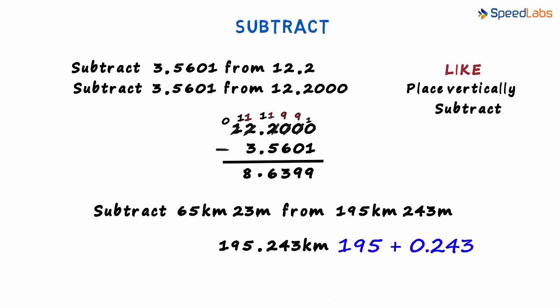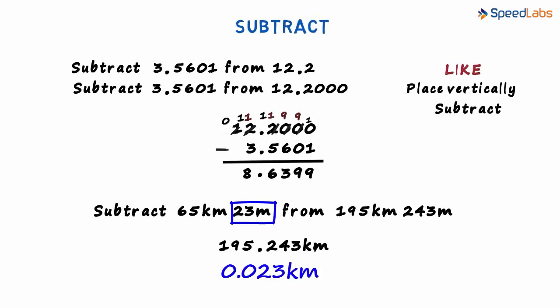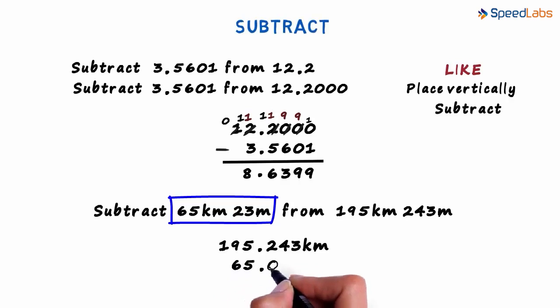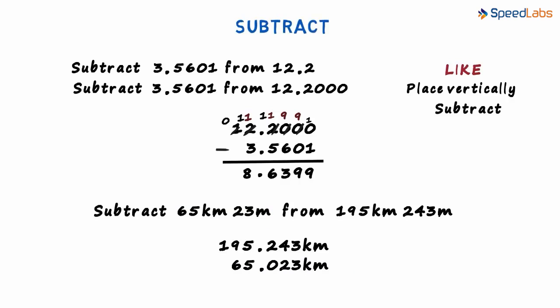195 plus 0.243 gives us 195.243 kilometers. And as 23 meters is 0.023 kilometers, we write this as 65.023 kilometers. To get the difference, we just have to subtract these two. The answer we get will be in kilometers. This subtraction fortunately is pretty straightforward.